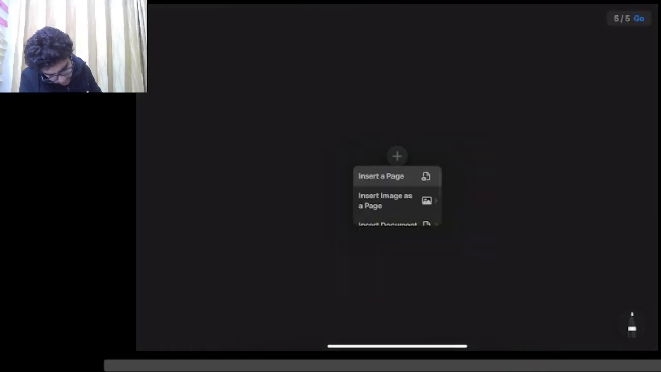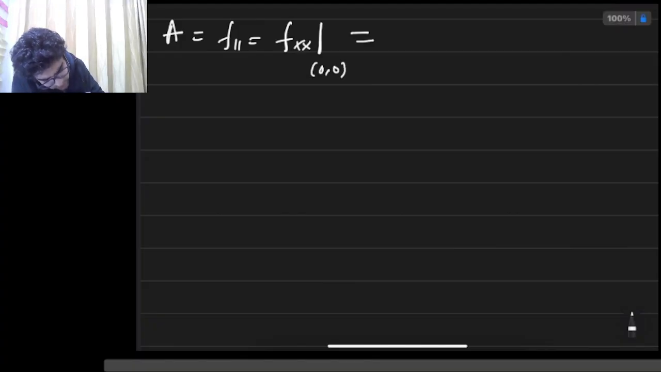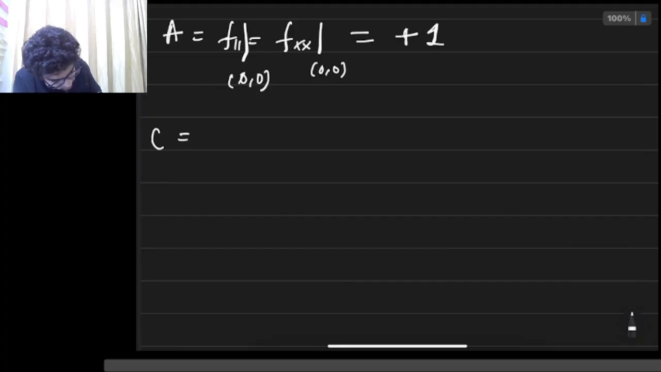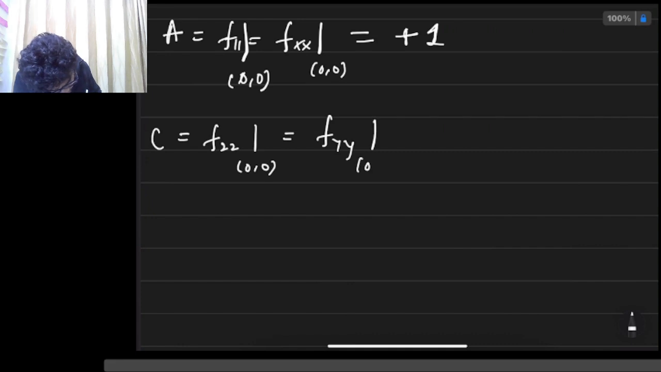So my a, which is f of xx at 0, 0, evaluating at 0, 0, because 0, 0 is the stationary point that we are testing, right? This is the first stationary point that we are testing, and we're trying to classify it. So a becomes positive 1. Now we are trying to find c. So c is basically evaluating fyy at 0, 0.